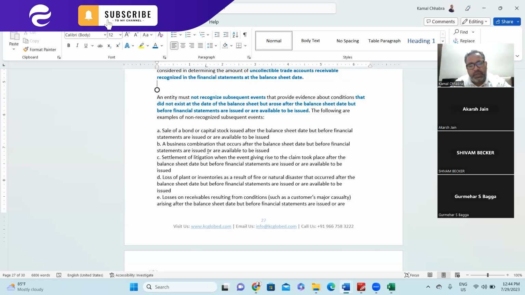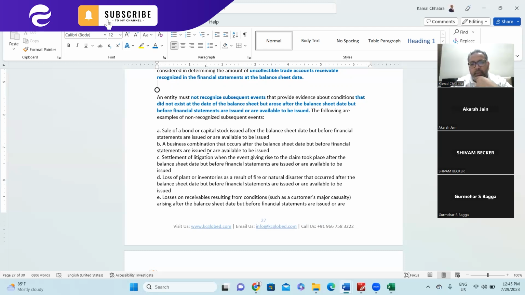If the company has decided to discontinue that operation after the balance sheet date but before the signing date, then that event is considered a recognizing event. So you need to consider the loss for those assets which you are planning to discontinue the operation.